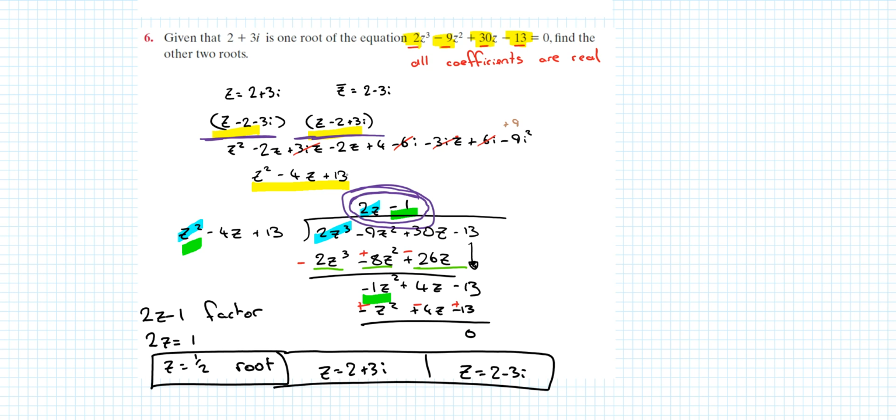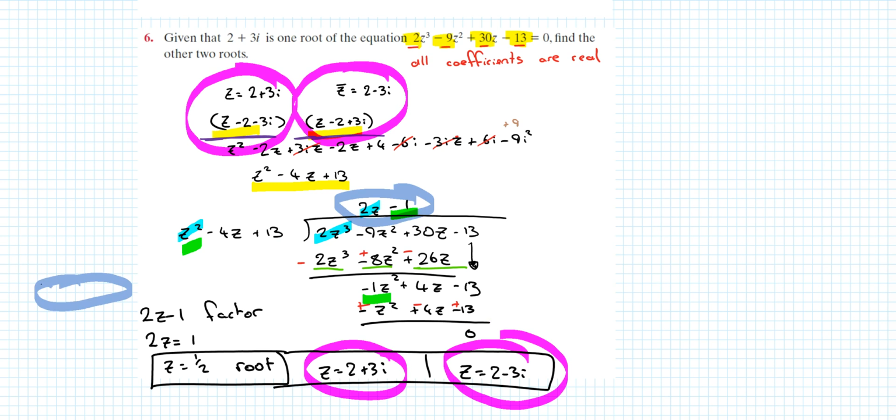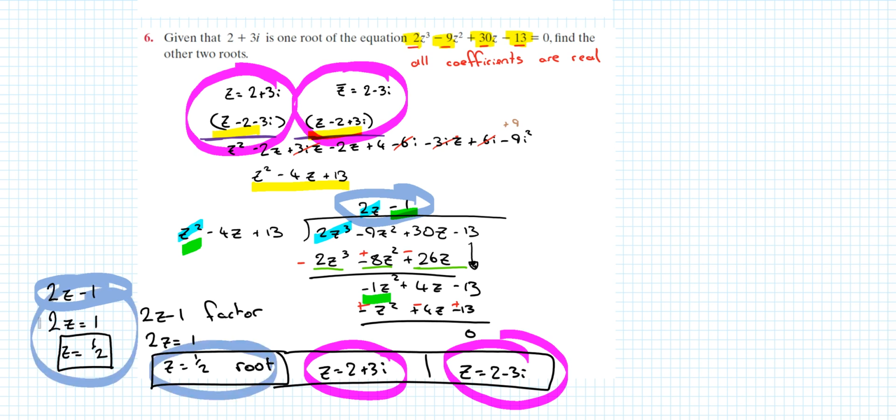If I know factors, I can find the roots. Well, I know that would give me the roots. I know that would give me the roots. And I know here, 2z minus 1 is a factor. So that's 2z is equal to 1. And z is equal to a half is going to be the other root. So that's where this is coming from here.